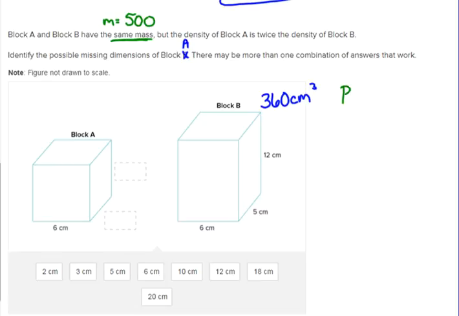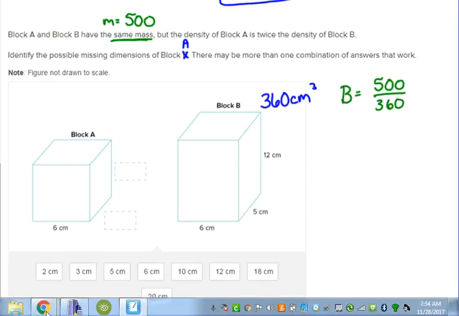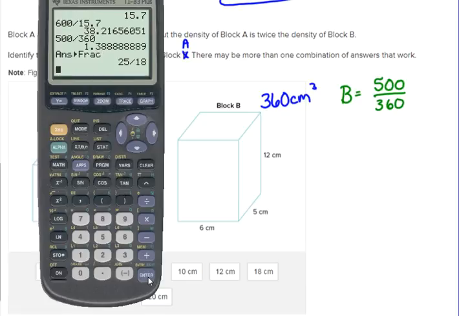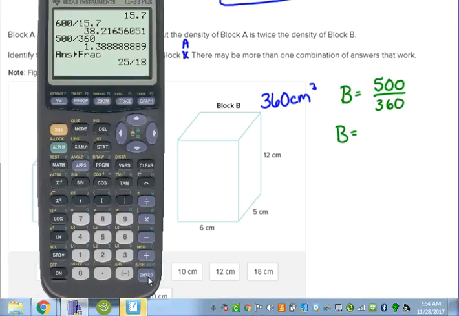I'm going to label it B instead of D since it's for block B, since I've got two different ones that I'm trying to figure out. Density equals mass divided by volume. 500 divided by 360. Let's see if that comes out to a nice, neat number. Not really, so let's put it in fraction form. The density of block B is 25 over 18.